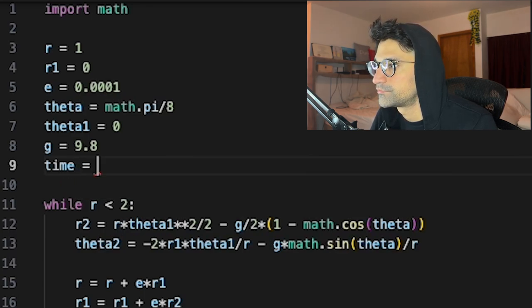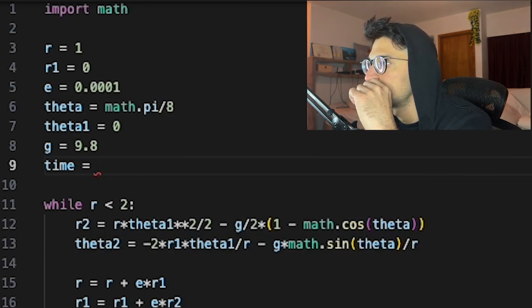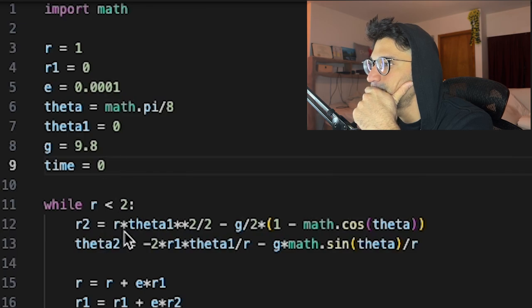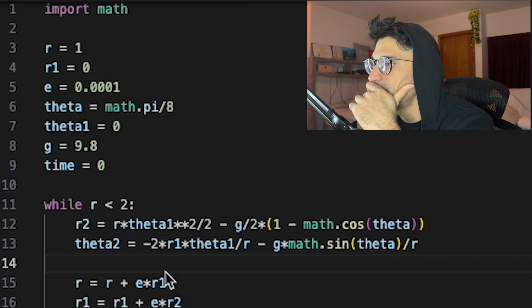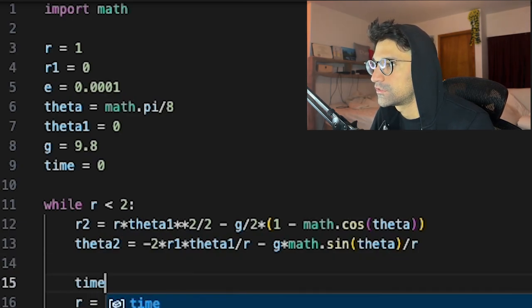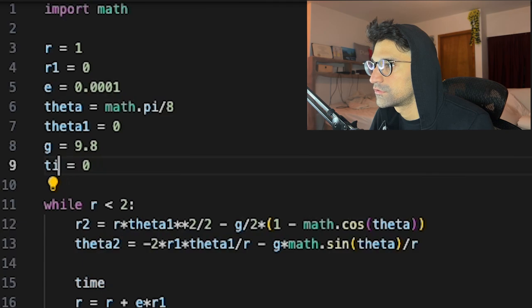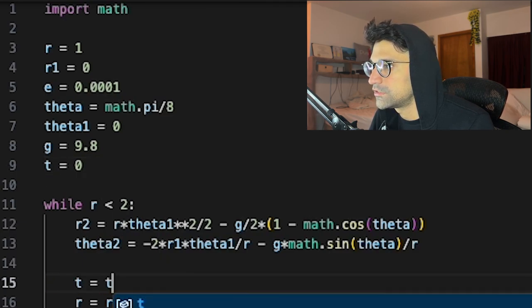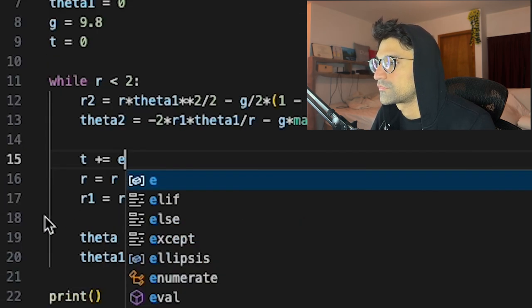Does time start with 0 or with E? It hardly matters, right? I guess it starts with 0, yeah. And then once we use E, or maybe when we're about to use E, time is at E, right? So time, I'll say T, T equals T plus E. I believe in Python you can do this, plus equals E. And now we're going to print E.